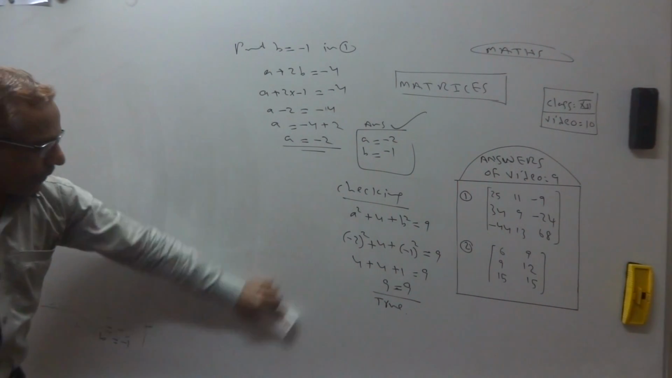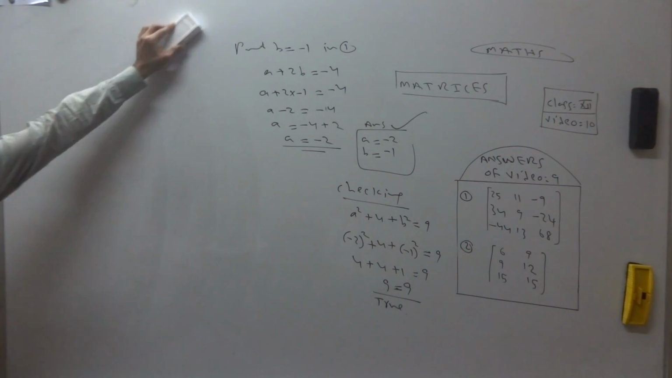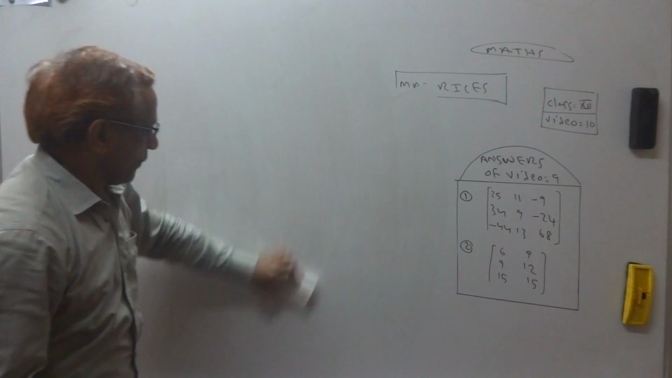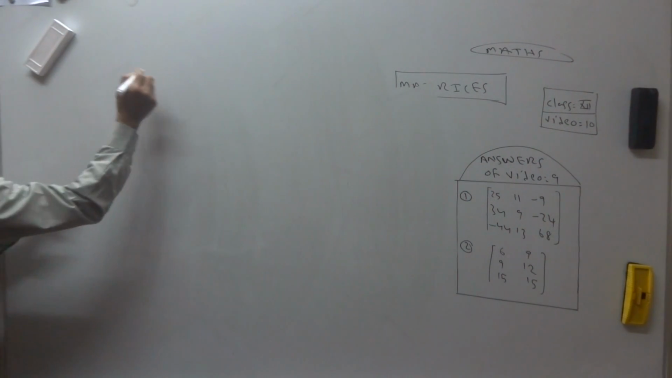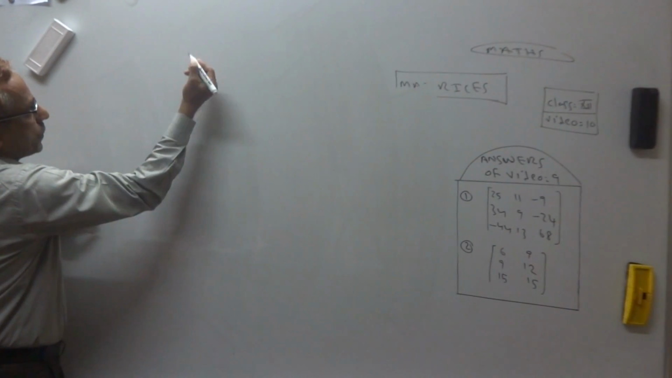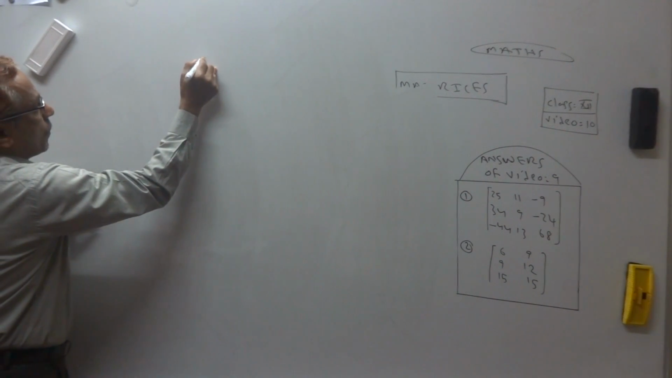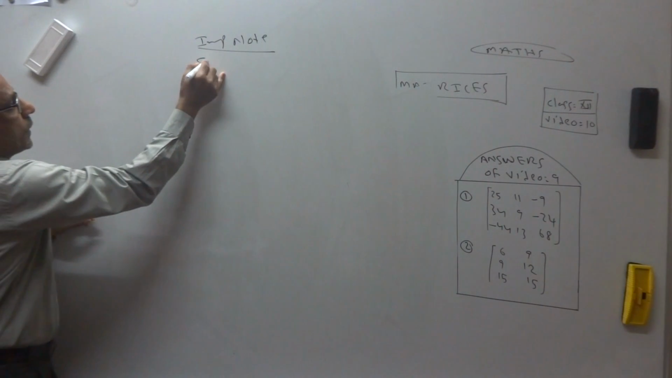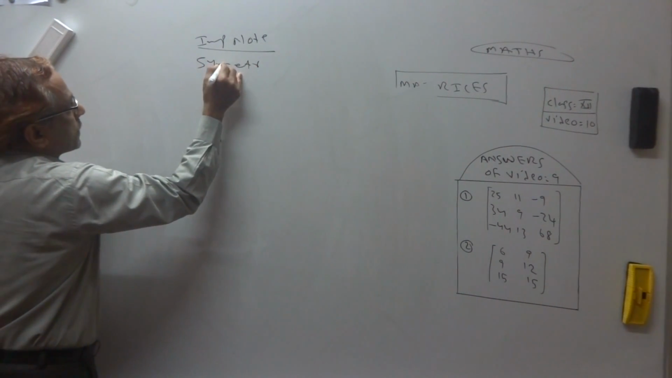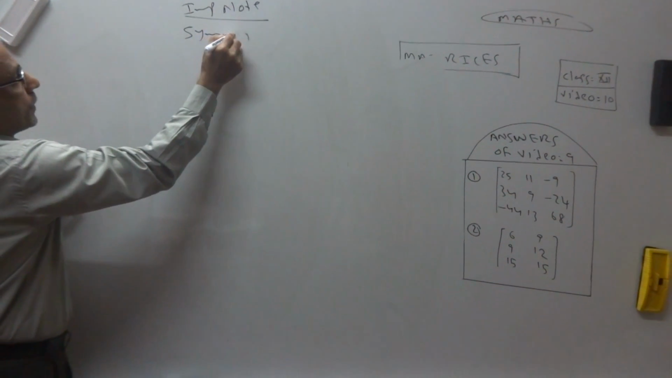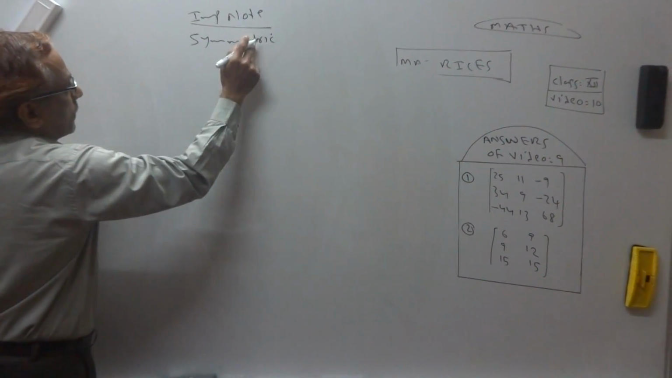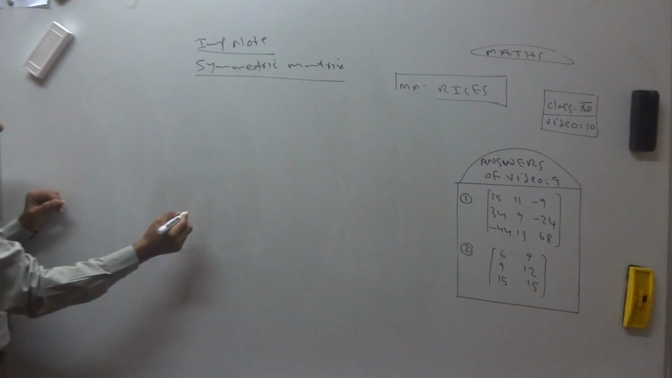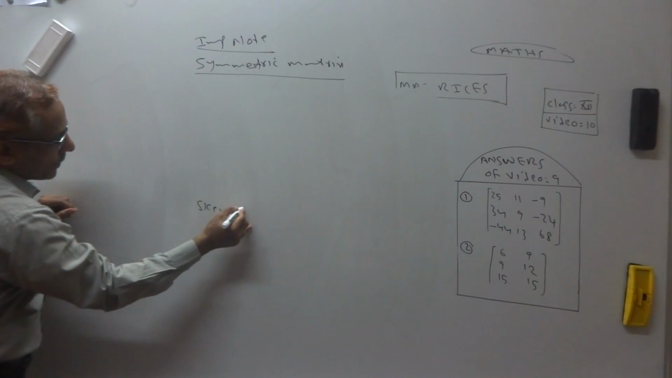Yes, now please see, we have two definitions, two matrices. This is an important note: one is the symmetric matrix, and one is the skew symmetric matrix.